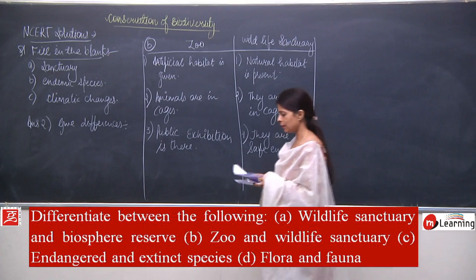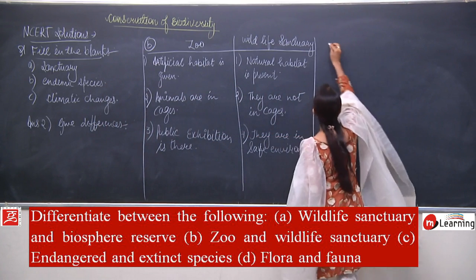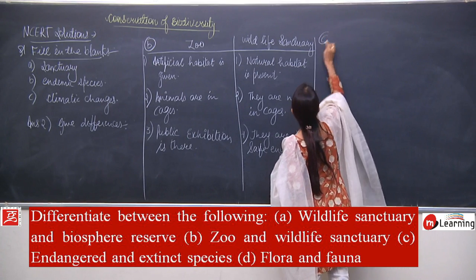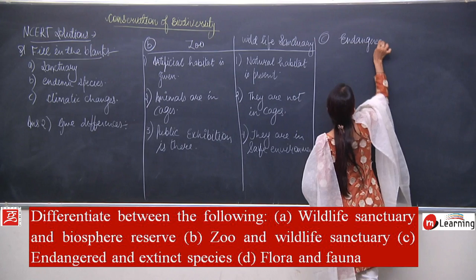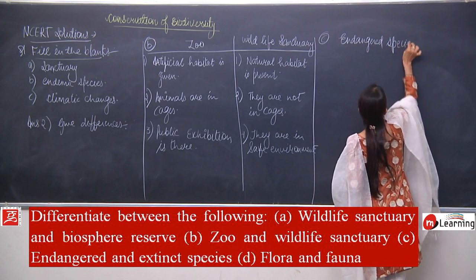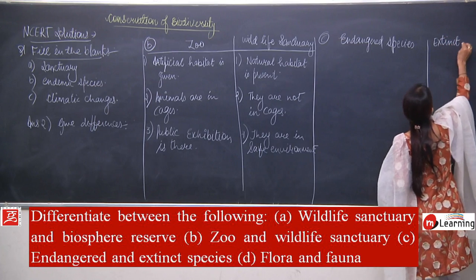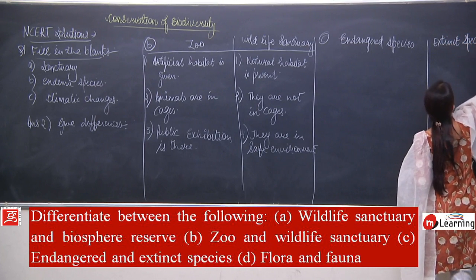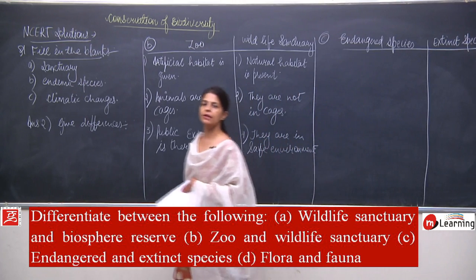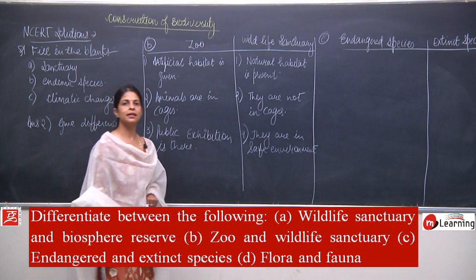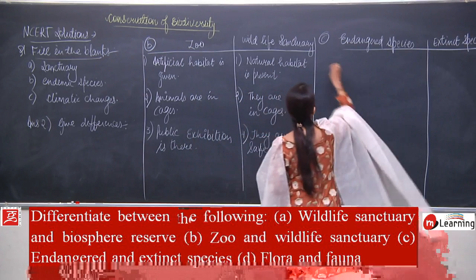Okay, now come to the next one. Now here the third one is the difference between the endangered species and the extinct species. Now, we know what is the meaning of endangered and we know what is the meaning of extinct. Endangered species are the ones which are on the verge of extinction. They still survive, isn't it?